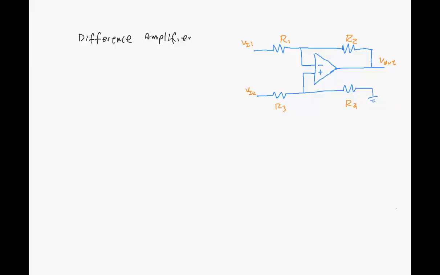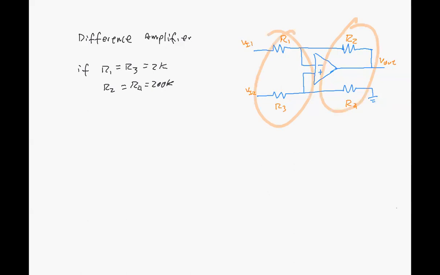I'd like to briefly talk about a difference amplifier for the non-ideal case, but first I need to look at the ideal case. So if we have R1 equals R3 equals, say, 2K, and R2 equals R4 equals 200K, we've got this condition where these two resistors and these two resistors are exactly the same. They're perfectly matched, they're perfectly identical.